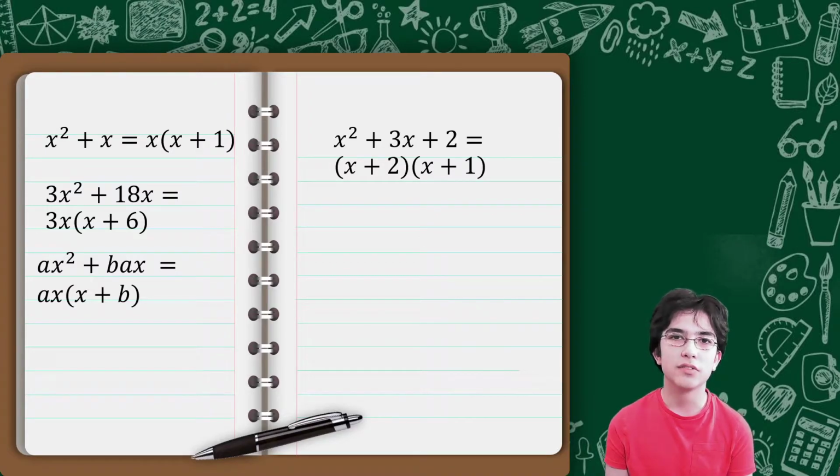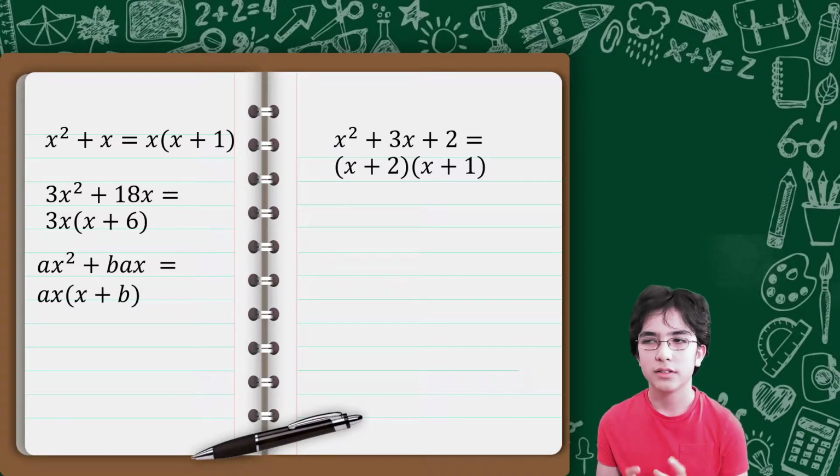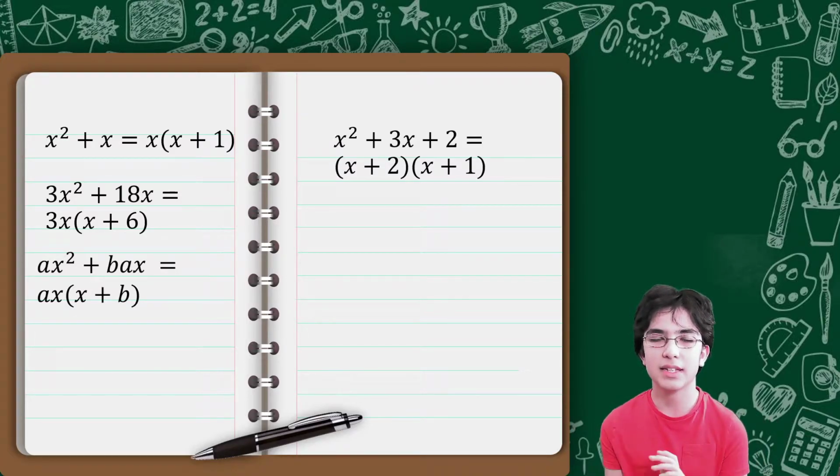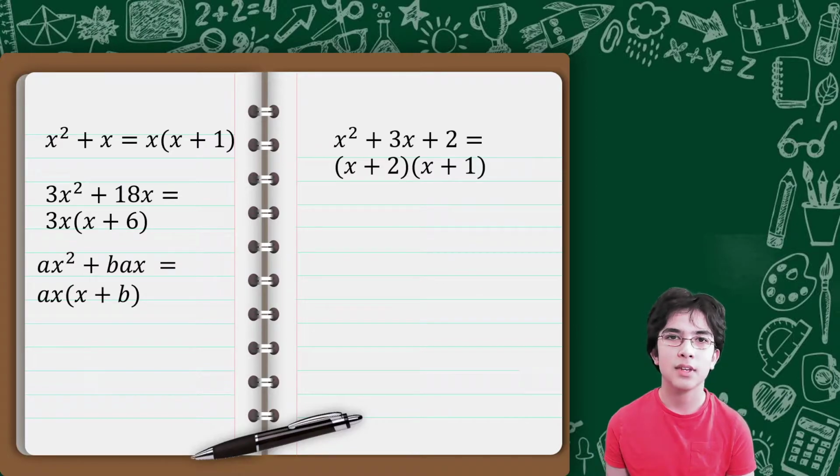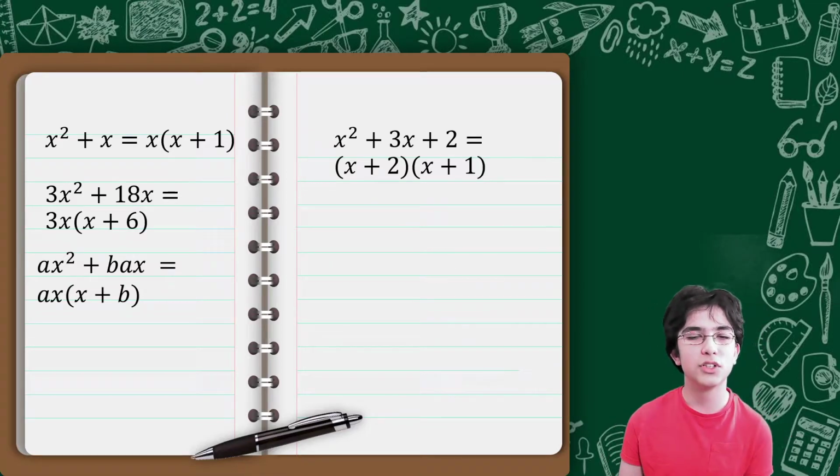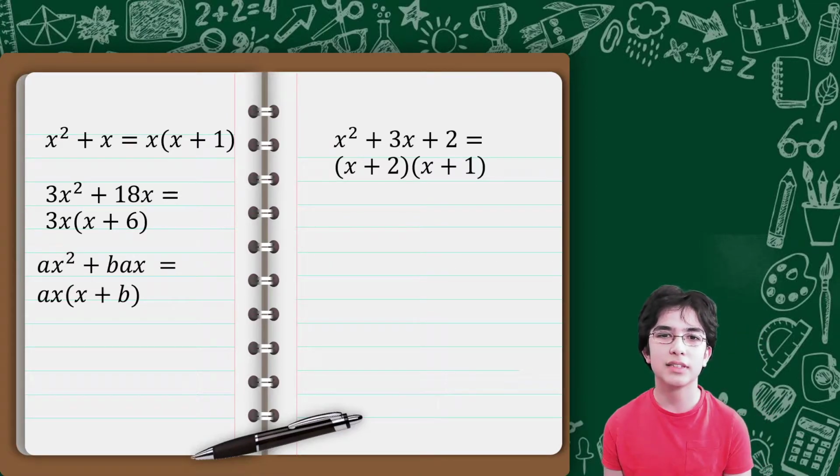Because how you structure it is it's x plus a factor multiplied by x plus another factor. So here we have x plus 2 multiplied by x plus 1, because if you multiply the different x's together, you get x squared, and x times 1 would be x, plus x times 2, which would be 2x, getting 3x, and 2 times 1 would be 2.